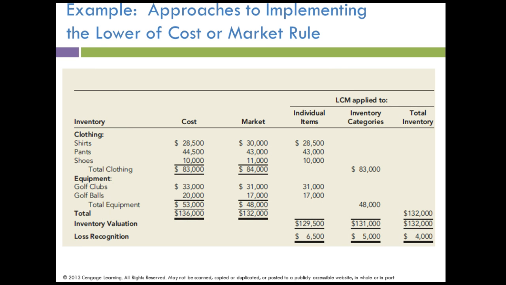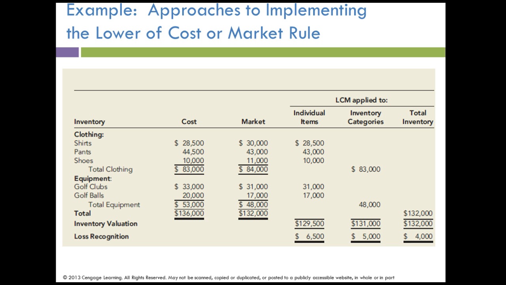So let's look at this example here. We've got our shirts, pants, shoes, golf clubs, and balls. Now, instead of previously, we took each item and looked at it and then determined if we needed to write it off. Here we're taking groupings, groups of clothing, and groups of equipment. So as you can see here, if we put it all together with the clothing, our cost is 83, our market's 84.